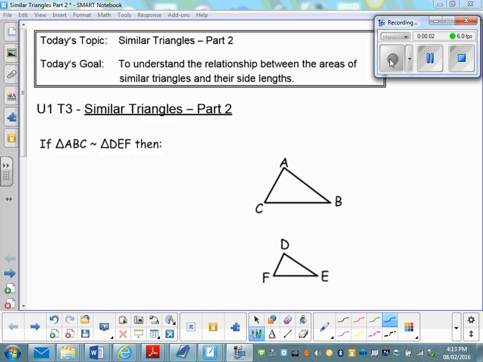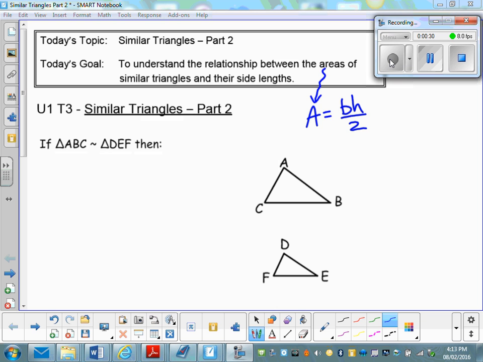So we're now on to part 2 of similar triangles. Today's goal, to understand the relationship between the areas of similar triangles and their side lengths. So one thing we'll just make note of here, so we don't forget. Remember that the formula for the area of a triangle is base times height divided by 2. That may come up in some of the questions you run into in this section.